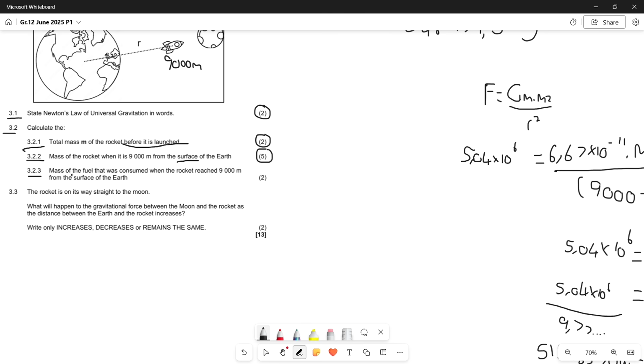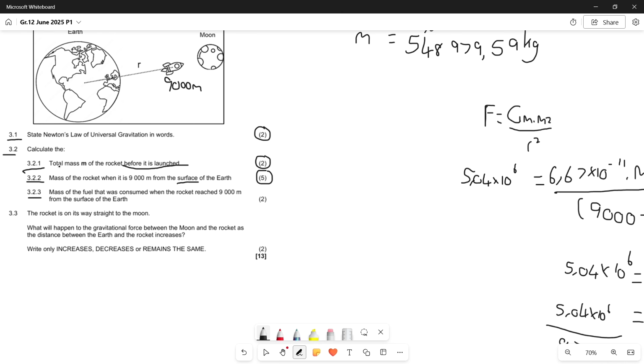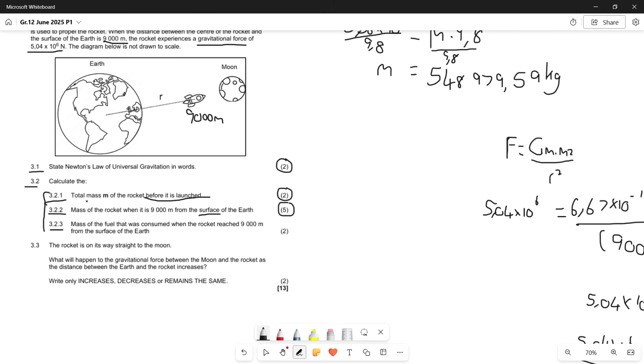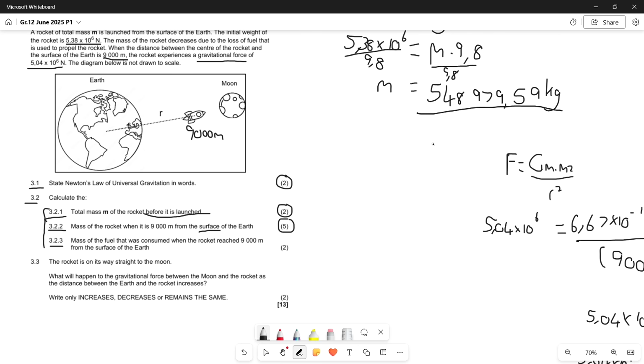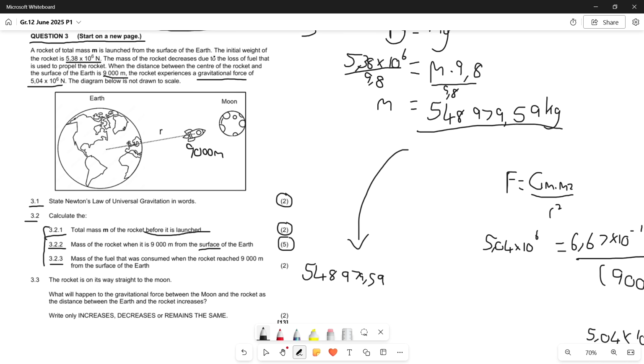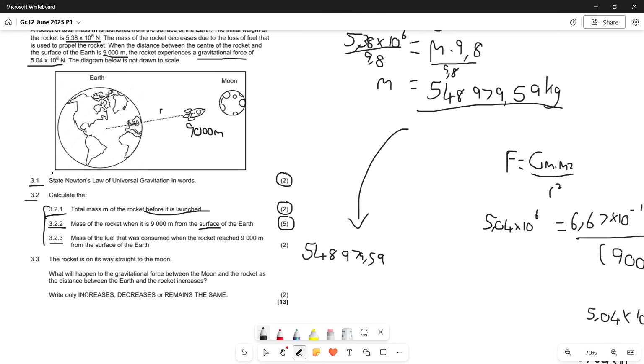And now 3.2.3, it says the mass of the fuel that was consumed when the rocket reached 9,000 meters from the surface of the Earth. So this is also a follow-on question using 3.2.1's answer and 3.2.2's answer. So we just need to subtract them from each other, and we'll have our final answer there. Because in 3.2.1, the total mass of the rocket before it launched was this over here. So we can bring it down. So we have 548,979.59 as its initial, but then as it travels, it loses mass because of the loss of fuel, as it mentioned up here. And then over here, we calculate the mass of the rocket when it was 9,000 meters.